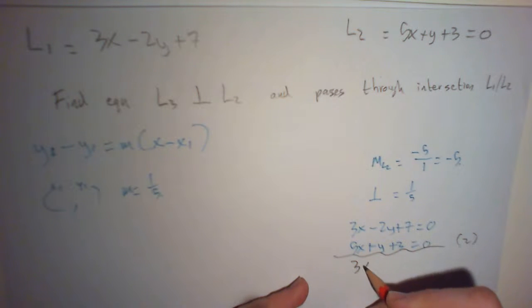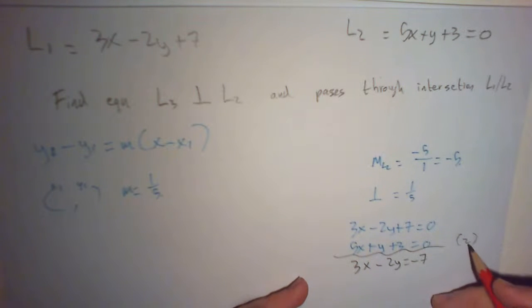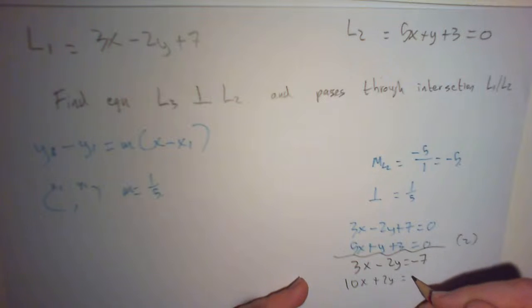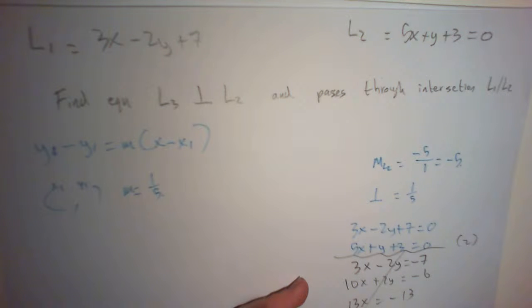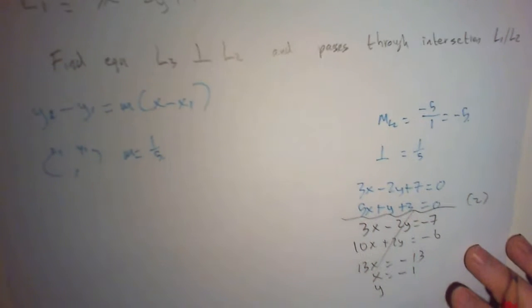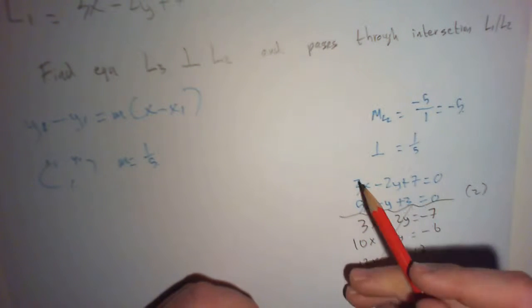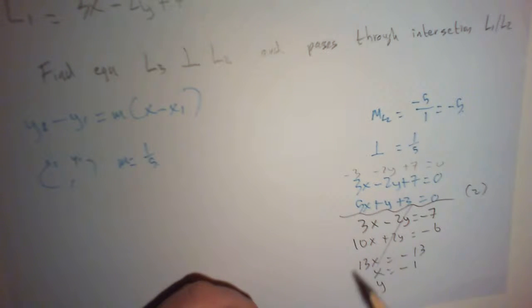So let's rewrite them. I'm going to bring this over to make it easier for myself, and that becomes 10x plus 2y minus 6. So they're gone. I've got 13x is equal to minus 13, x is equal to minus 1. If x is equal to minus 1, what would y be equal to? That's what we're really asking. So substitute it back in. If x is minus 1, that becomes minus 3 minus 2y plus 7 equals 0.